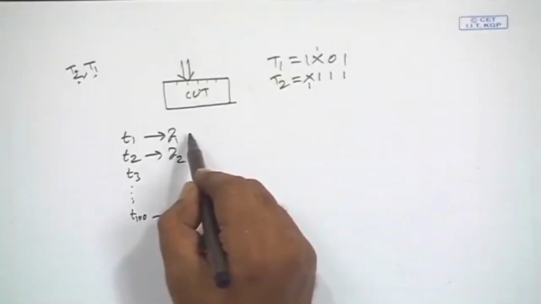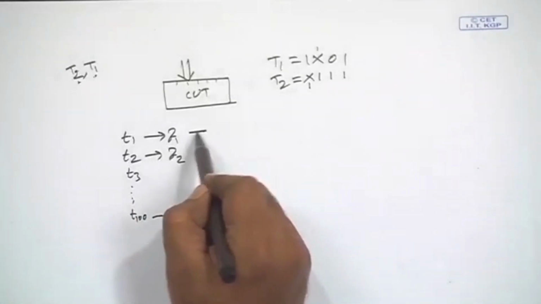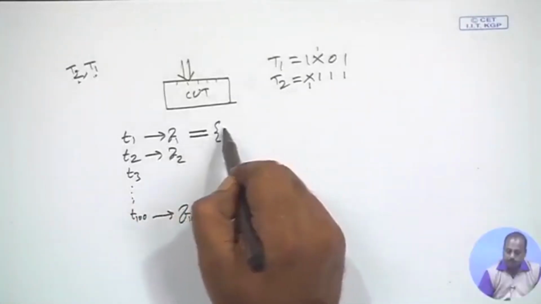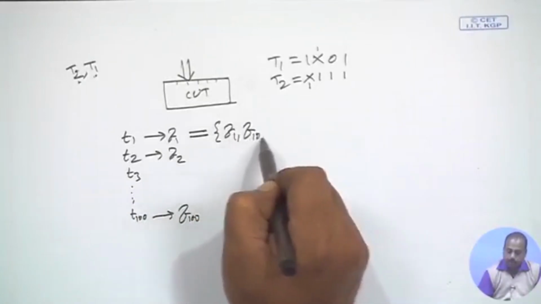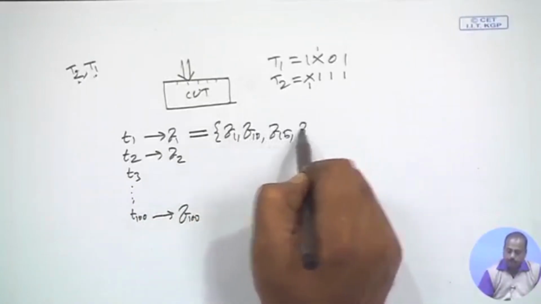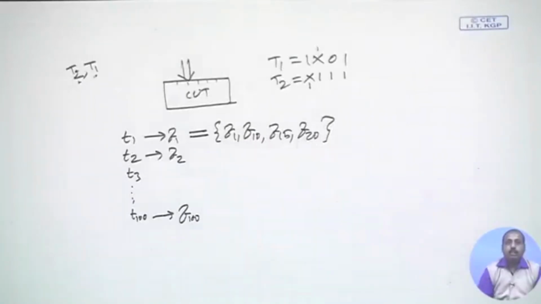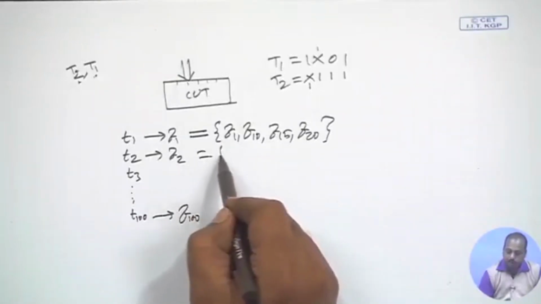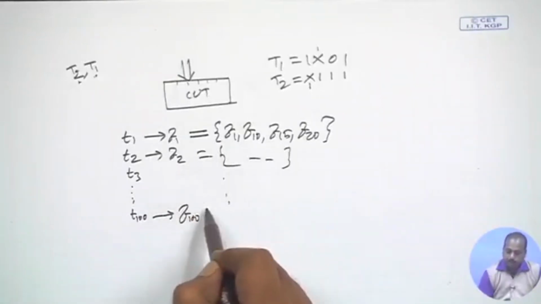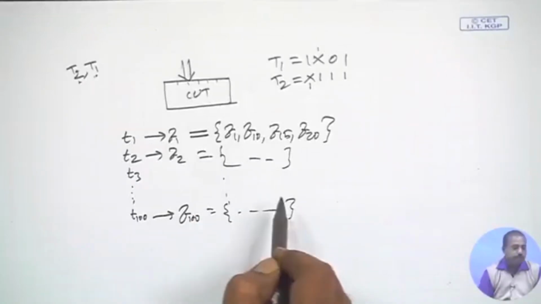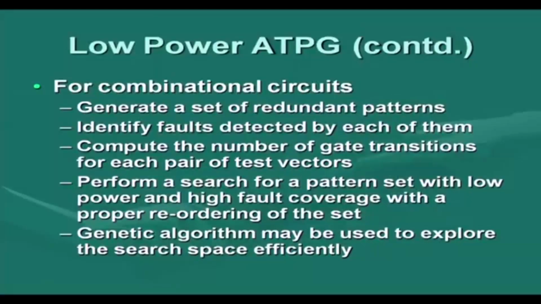Now, after this it passes through a fault simulation stage, and after doing fault simulation we may find that T1 detects a number of faults: F1, F10, F15 and F20, though originally the ATPG tool had targeted F1 only. This way, for every pattern we see a set of faults that the pattern can detect. So, we identify the faults detected by each of them via fault simulation, and we compute the number of gate transitions for each pair of test vectors.